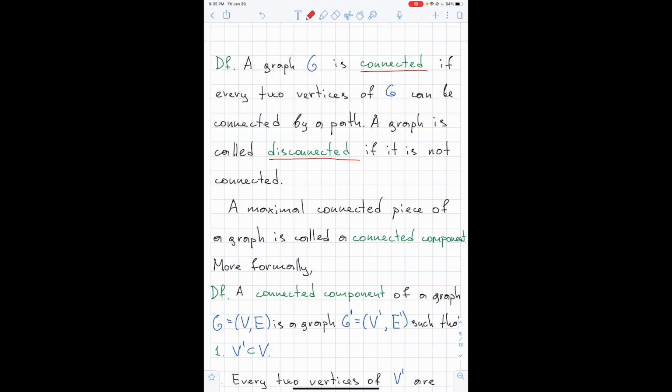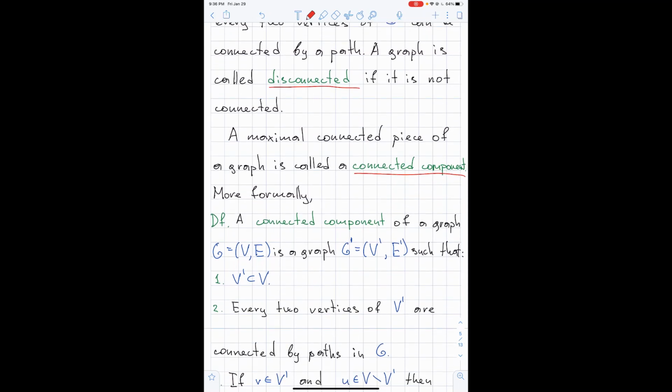Still informally, we say that a maximal connected piece of a graph is called a connected component. By maximal here, I mean that it's a piece of the graph such that I cannot make it larger. I cannot add edges, I cannot add vertices. If I try to add a vertex, then I cannot make it connected anymore. So I cannot enlarge it without making it disconnected. That's called a connected component.